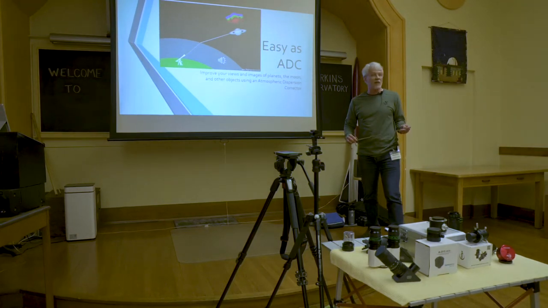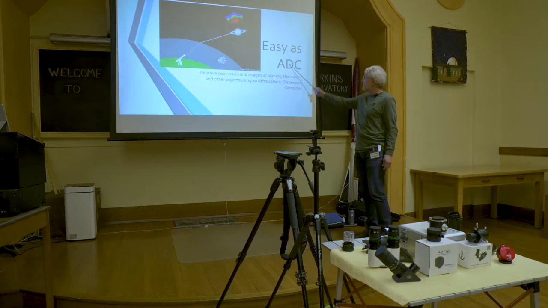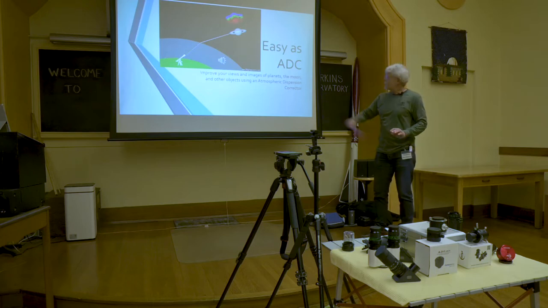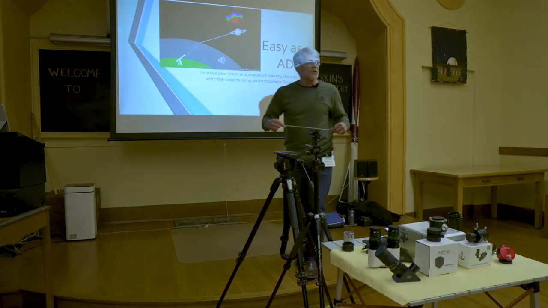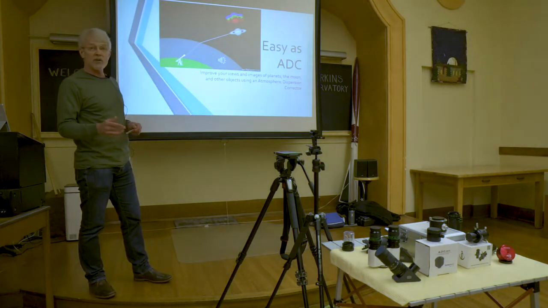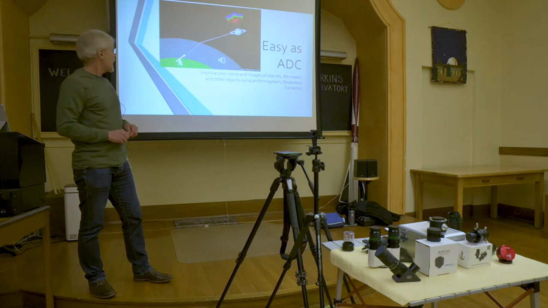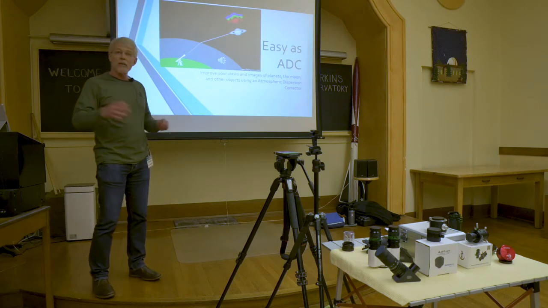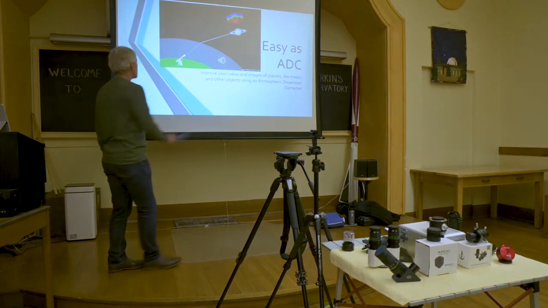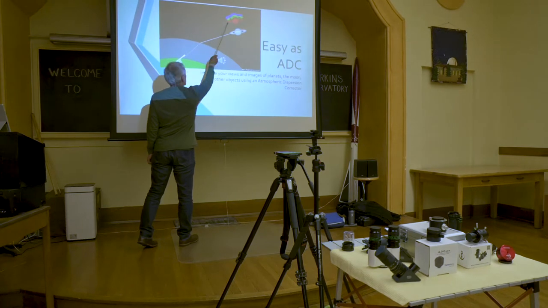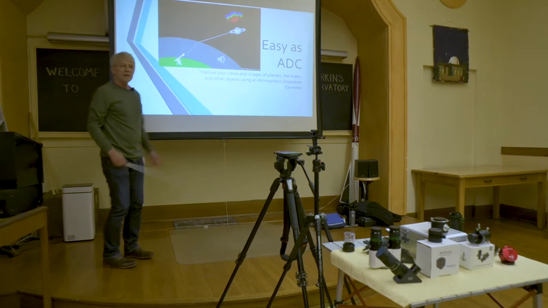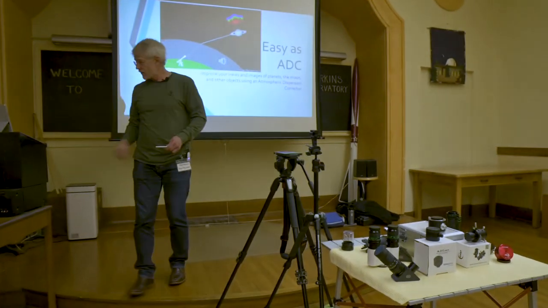Our vice president, Don Leonard, came up with this name, Easy as ADC, and if you remember one thing, that's probably what you'll remember. This is a way to improve your view of the planets, stars, bright objects in space. I'm going to tell you what they are, why you need one, what difference it makes. You can see this telescope is aimed right at Saturn, but Saturn's over here. Why does that happen? Well, let's go through it.